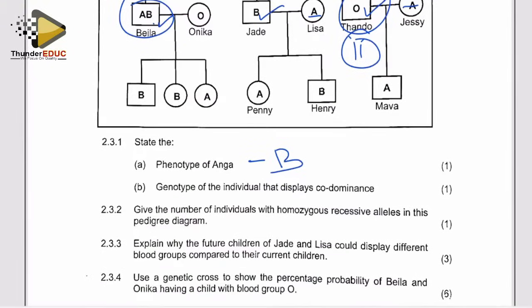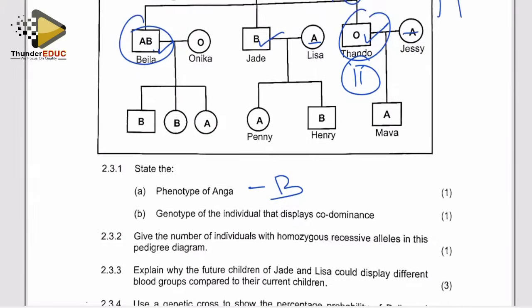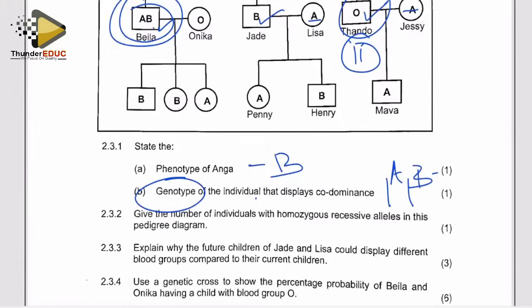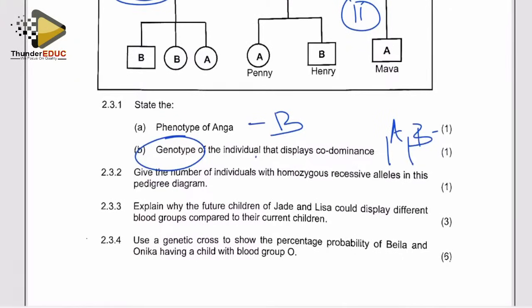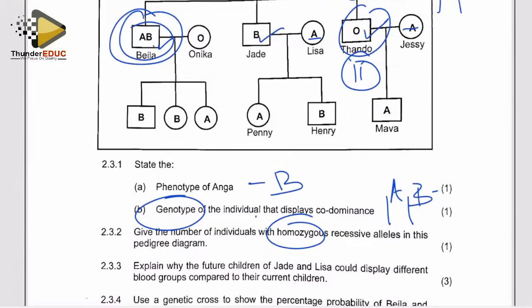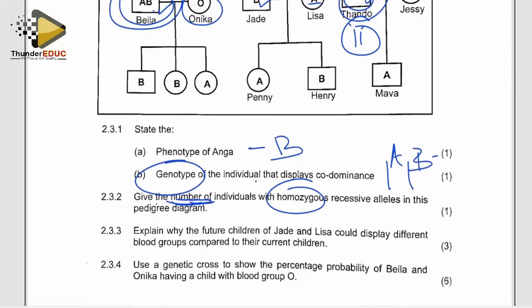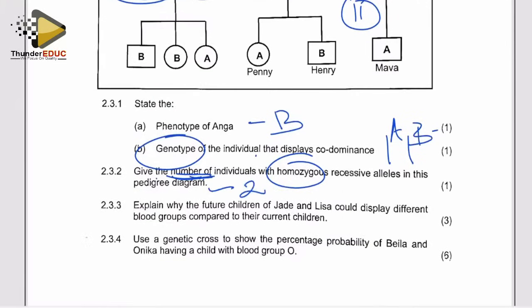Then the genotype of the individual that displays codominance, which is codominance, that is blood group AB. So the genotype, definitely it's going to be A, B, because they're looking for the genotype. They're saying give the number of individuals with homozygous recessive allele, that is blood group O. But they're saying give the number. How many are they? So it's 1, it's 2. So in this answer, this question is going to be 2 of them.